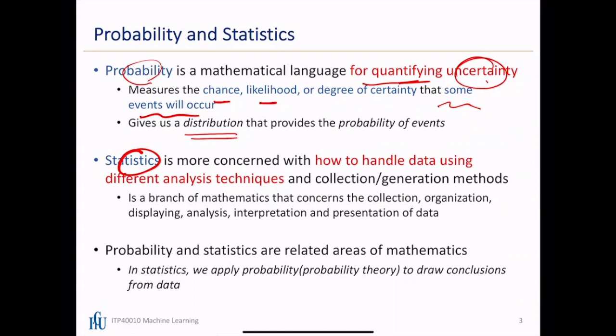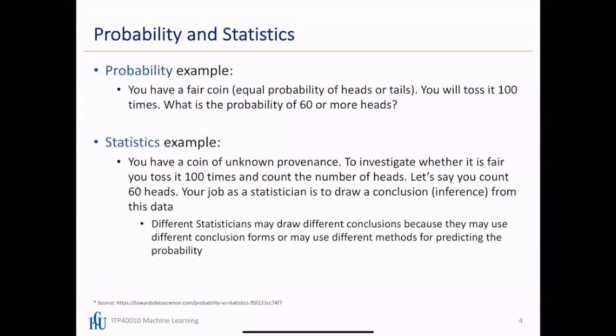So probability is a mathematical language or mathematical tool, and statistics, it's not really a formal definition, but let's just talk about it informally, is more like a discipline or methodology. But sometimes they are even used interchangeably, so the difference is really subtle. The third point is saying that they are closely related. But still, there are some differences.